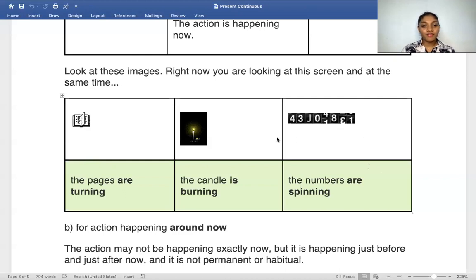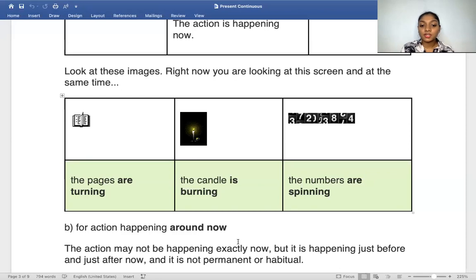So now we have discussed the first part, right? What is the first use? If the action is happening right now, or else if we are discussing something that we are doing right now, then we can use the present continuous tense. Now it could be a negative sentence also. I am not sleeping right now. Like that also you can use.